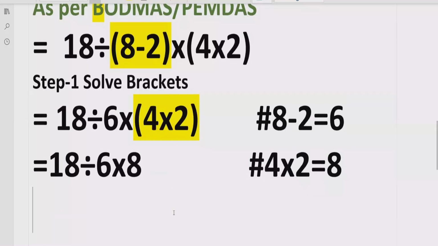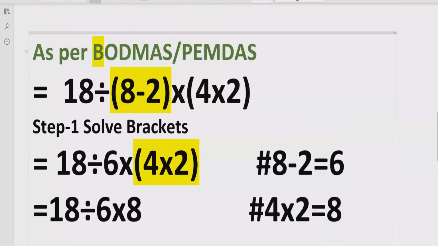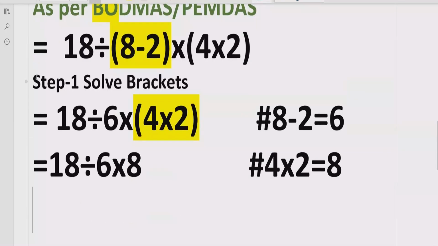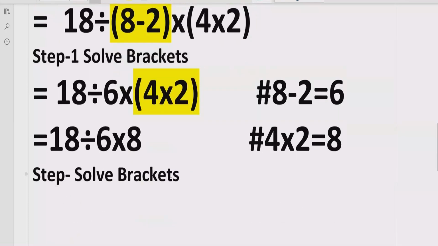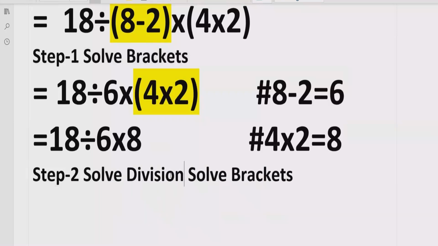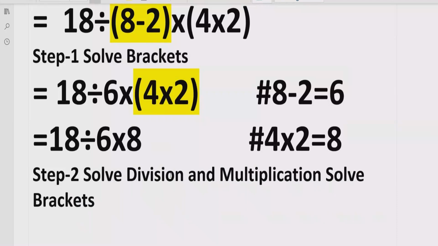Now, step number two is to solve the exponent or power part. In our expression, we do not have any power. So now we will start step two, which in our case is to solve multiplication and division. Step number two is solve division and multiplication.